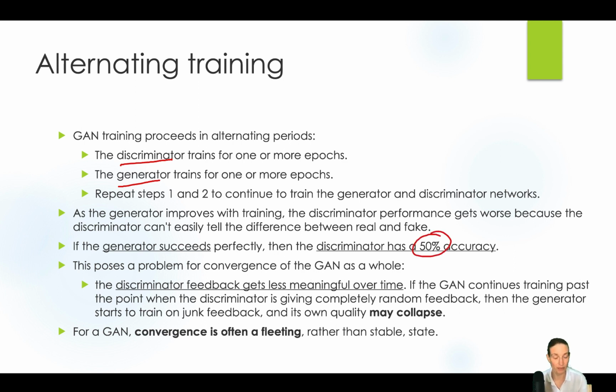This is a bit of a problem for convergence of GANs because, as you might have heard, GAN networks can be a bit unstable. That means the discriminator feedback gets less meaningful over time and the network may collapse. Okay. So convergence can be fleeting, and your network can perform really well, and all of a sudden it just does not perform well anymore. So it can be a bit unstable, something to keep in mind when you're training GANs.